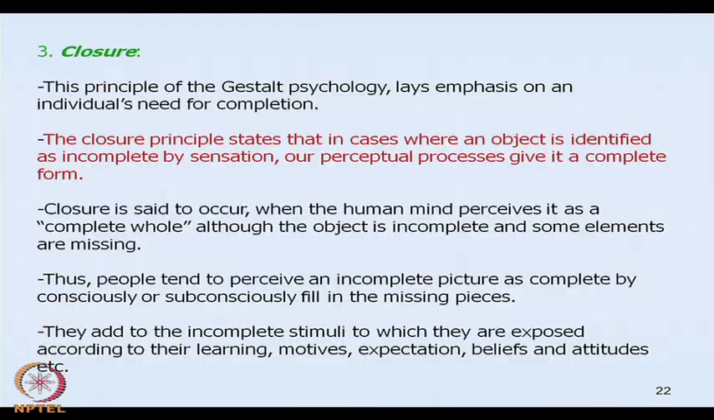So wherever and whenever there is a gap or an incomplete stimulus as sensed by our sense organs, the perceptual mechanisms come into play and they try to give it a meaning, they try to fill in the gaps, they try to fill in the incomplete parts so as to give it a complete form. So the closure is said to happen when the human mind perceives it as a complete whole rather than looking at it as incomplete, where some of the elements or some of the stimuli are missing. So there's a tendency basically to plug in the gaps or to fill in the hole, and we call this the principle of closure. People tend to perceive an incomplete picture by consciously or unconsciously filling in the gaps or the missing pieces.